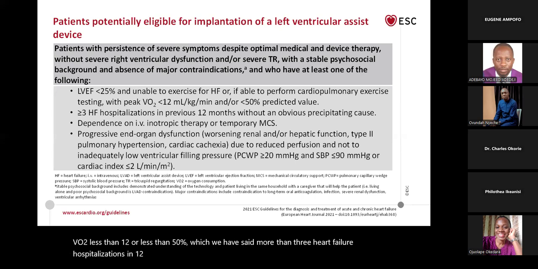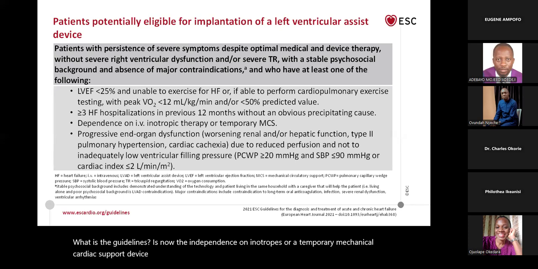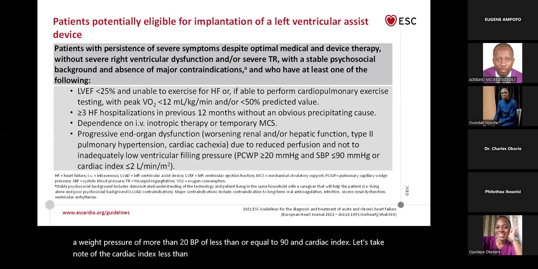This is what the ESC guideline says now. Then dependence on inotropes or a temporary mechanical cardiac support device. Then progressive end organ dysfunction, type 2 pulmonary hypertension, cardiac cachexia due to reduced perfusion and not due to inadequately low filling pressure. That's a wedge pressure of more than 20, BP of less than or equal to 90, and cardiac index, let's take note of the cardiac index, less than 2 liter per minute per meter squared.